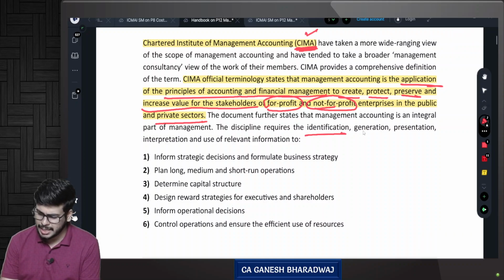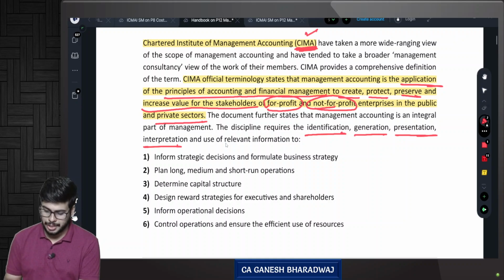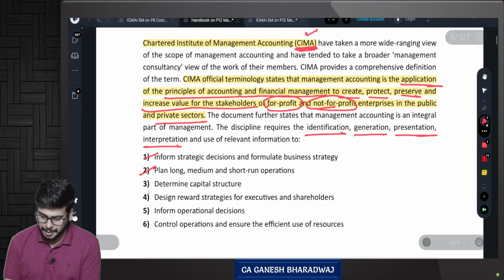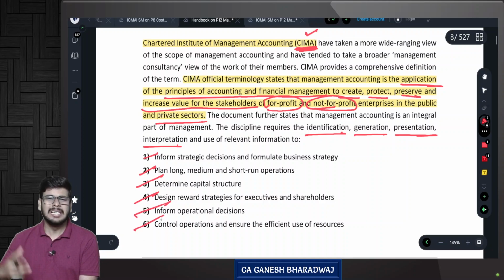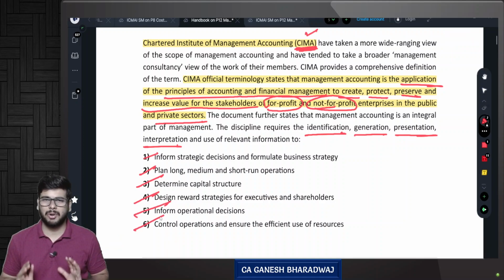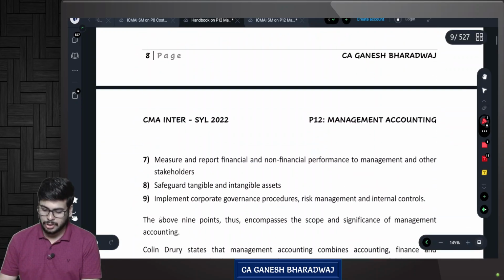It requires identification, generation, presentation, interpretation, and use of relevant information to inform the strategic decisions, formulate business strategy, plan long-term, medium-term, short-run operations, determine the capital structure, design reward strategies, inform operational decisions, control operations. They have just mentioned a lot of things. Broadly, it boils down to two objectives: decision making and control. That's all you need to know.